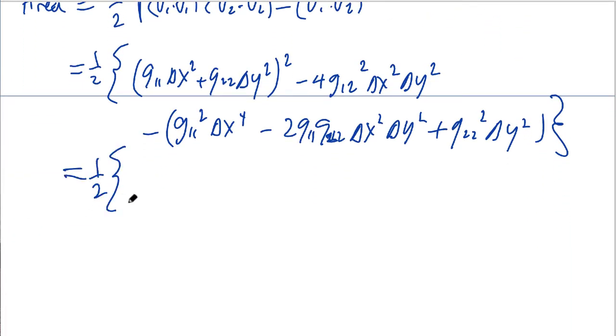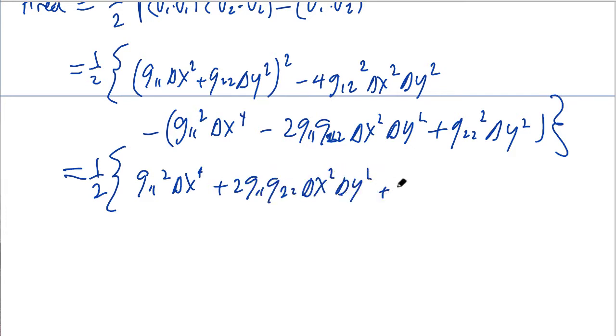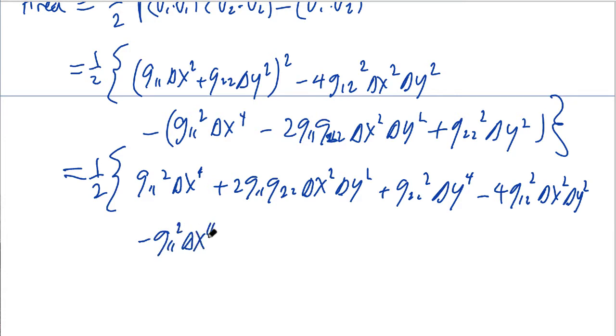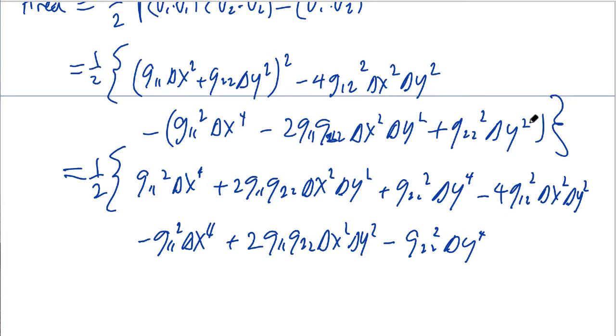This is 1/2 g11 squared delta x to the fourth plus 2 g11 g22 delta x squared delta y squared plus g22 squared delta y to the fourth minus 4 g12 squared delta x squared delta y squared minus g11 squared delta x to the fourth plus 2 g11 g22 delta x squared delta y squared minus g22 squared delta y to the fourth. That should be a 4 here.